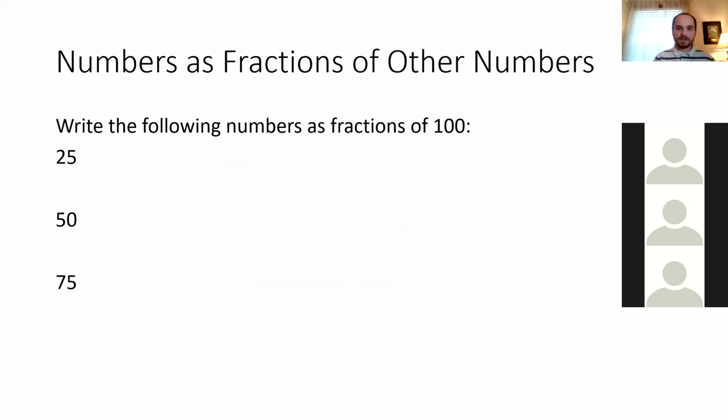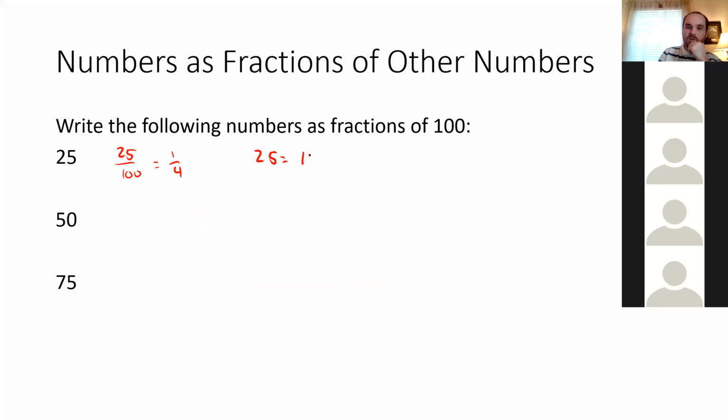So the last thing we want to do before we get back to our original problems is write the following numbers as fractions of 100. So what is 25 as a fraction of 100? 25 over 100, which reduces to 1/4, exactly. So 25 equals 100 times 1/4.